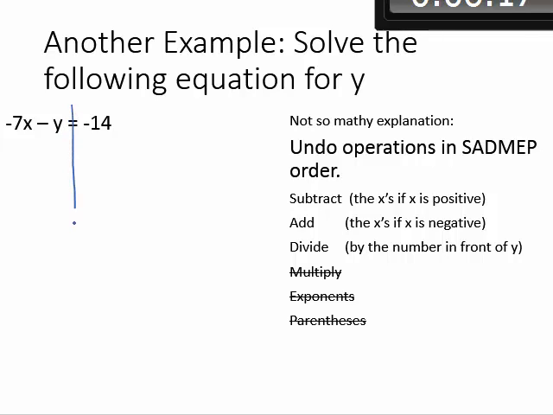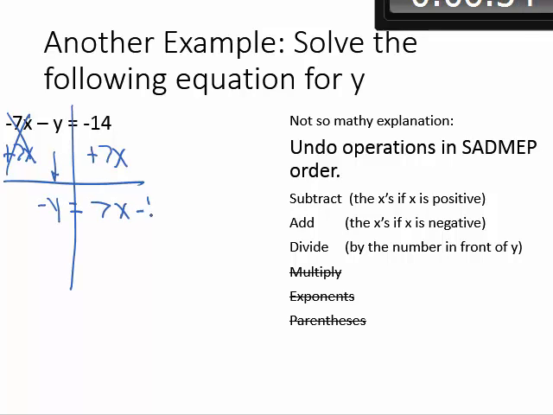So for this one again, we have, well, in this case, negative 7x. So we're going to get rid of negative 7x by adding 7x to both sides. Negative 7x plus 7x is 0, leaving us with just negative y is equal to positive 7x minus 14. Now since it's a negative y, we want a positive y. We can basically just switch all of the signs. So y is equal to negative 7x plus 14.